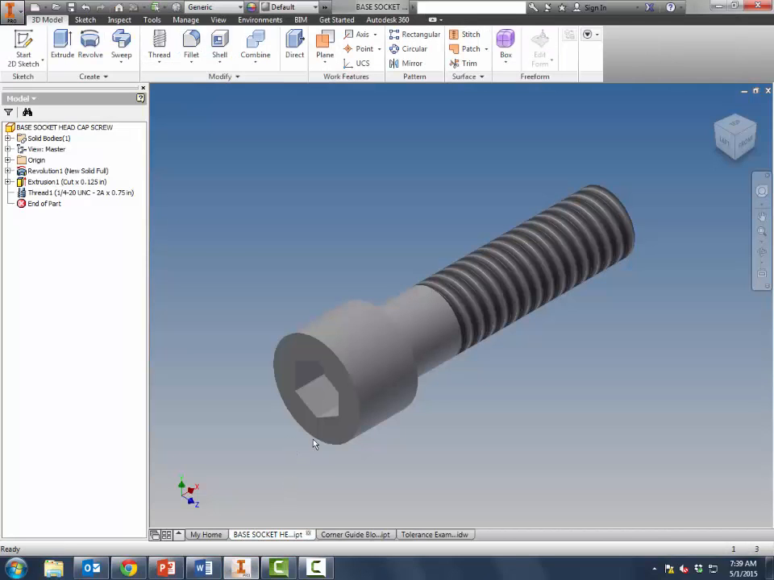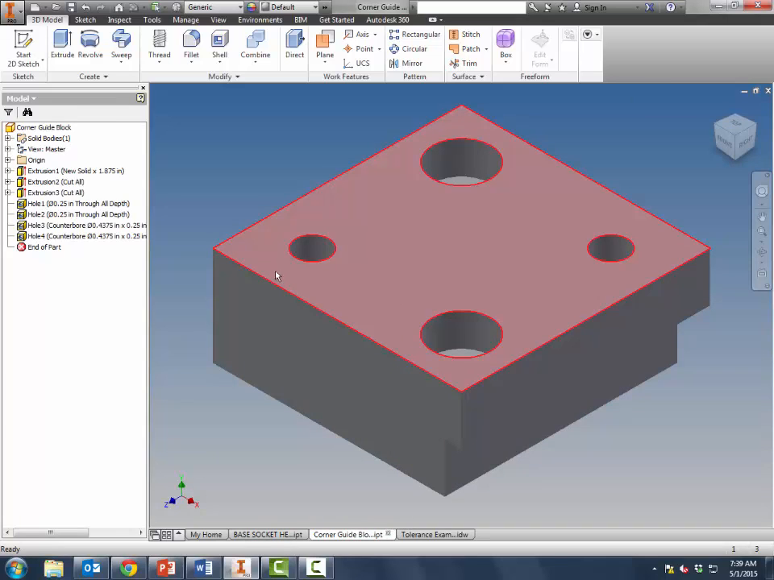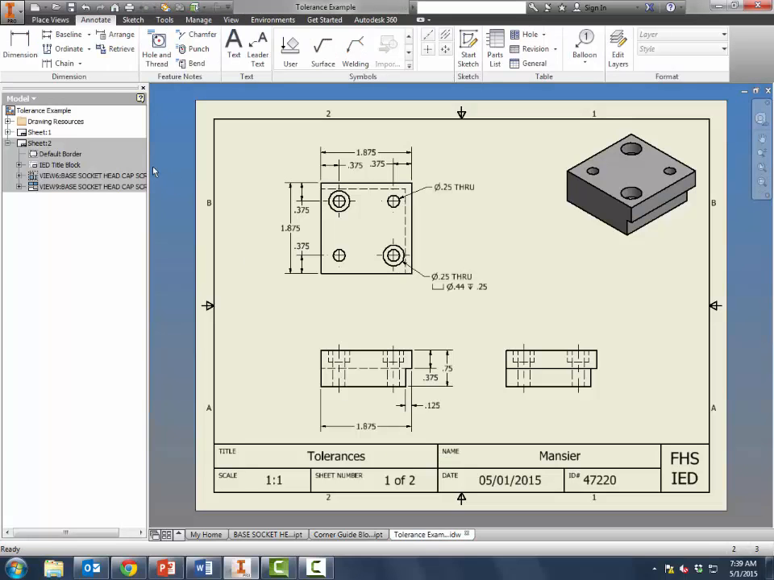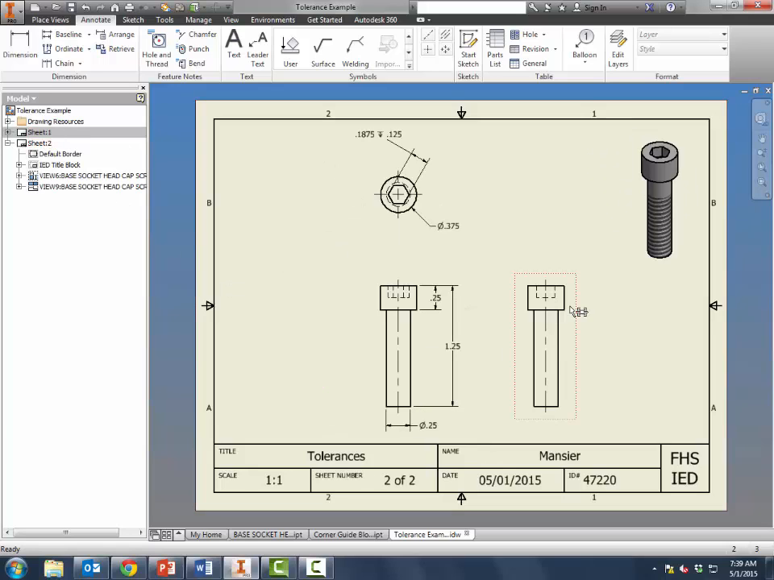For mine, I'm going to use the trammel toy that we built, and I'm going to use one of the base socket head cap screws and one of the corner guide blocks that connect together. Okay, so on the drawing sheet, sheet number 1, I did the corner guide block. I added all of the dimensions on here, everything that I would need for someone to be able to recreate that. I added the center lines and all that information. I did the same thing for the head socket cap screw. Added all the dimensions on here, added the center lines.